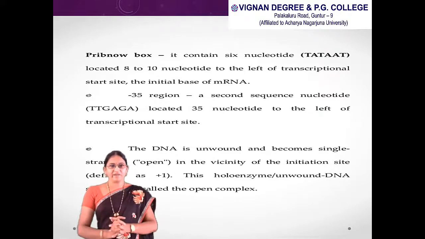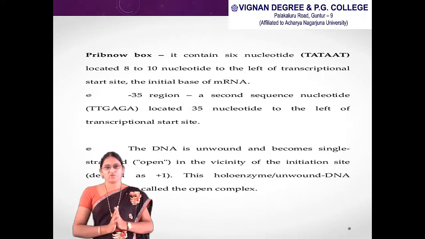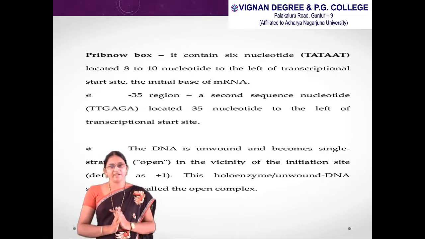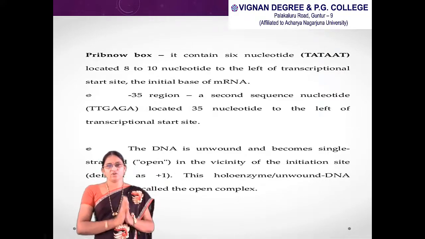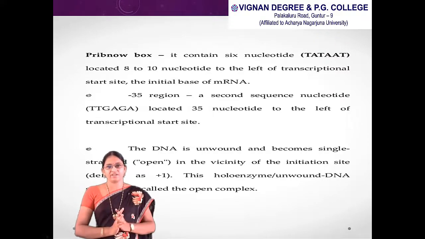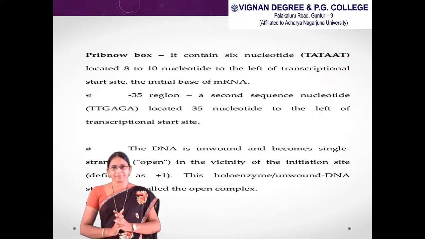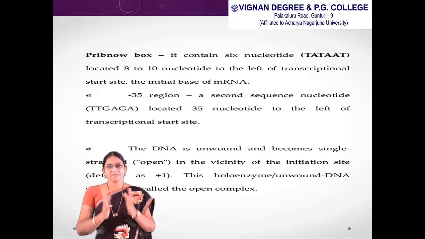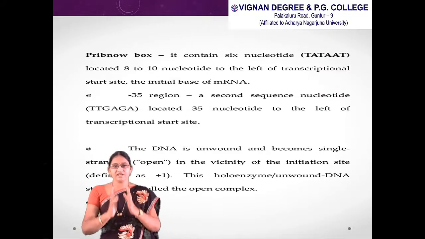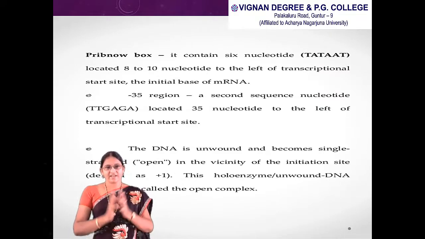And the -35 region is the second sequence, containing the TTGACA repeated sequence, located 35 nucleotides to the left of the transcriptional start site. That is the -35 region. The DNA is unwound and becomes single stranded. That is nothing but the open complex formed here in the vicinity of the initiation site, defined as +1.